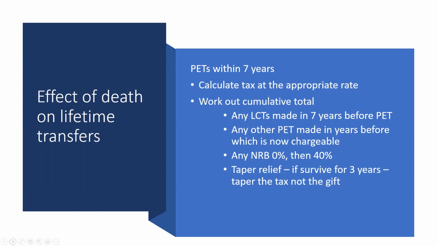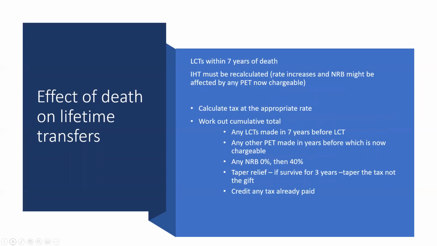So what you do is you work out how much tax will be payable on that PET, and then you taper the tax. So you don't taper the value of the gift, you taper the tax. So work out what the tax is and then taper that. So if somebody survives for 3 to 4 years after a gift, you pay 80% of the tax, 4 to 5 years, 60% of the tax, 5 to 6 years, 40% of the tax, and 6 to 7 years, 20% of the tax. And then the same approach for a lifetime chargeable transfer.